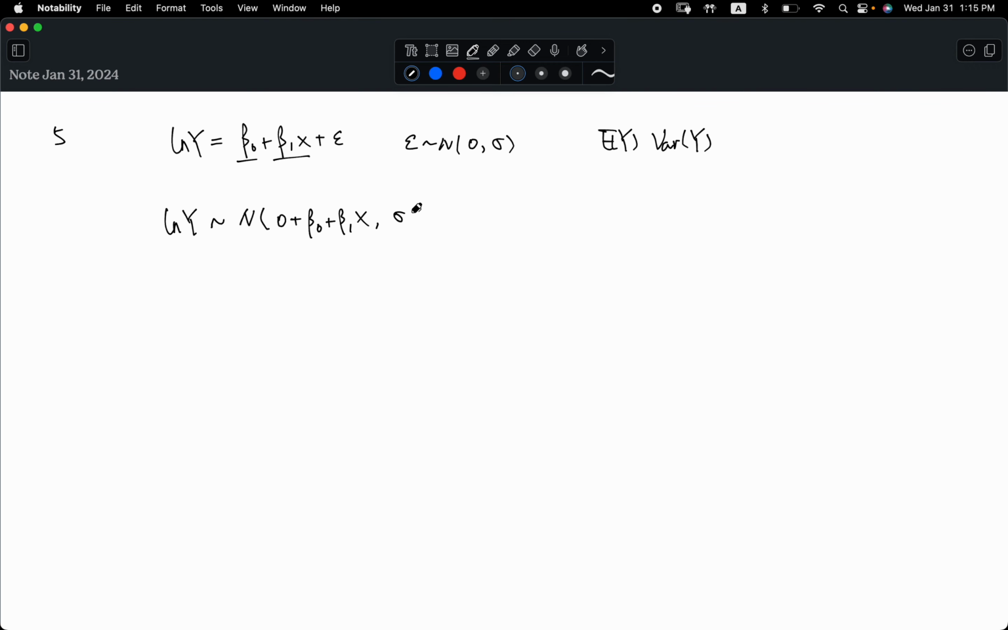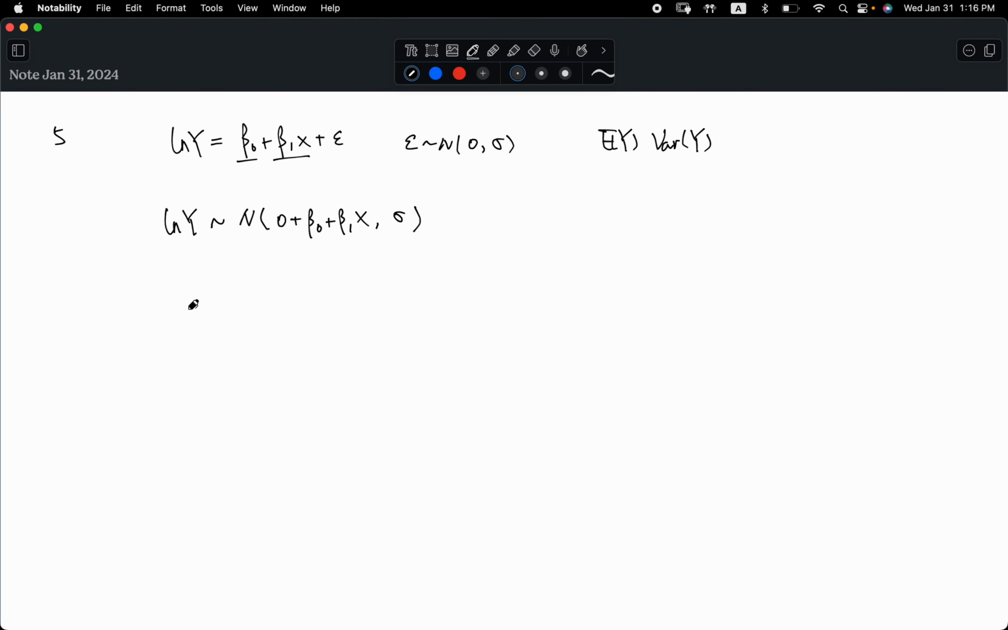So the variance or the standard deviation of the new random variable log y has the same variance as the epsilon. And if there were a scaling factor on epsilon, then you would also need to scale the variance of the new random variable.